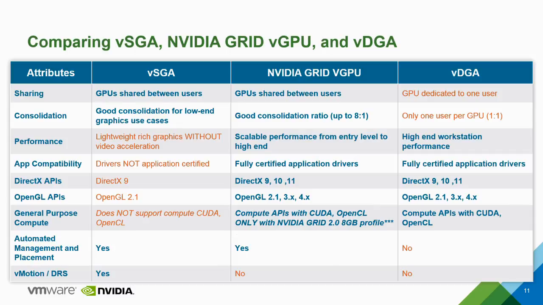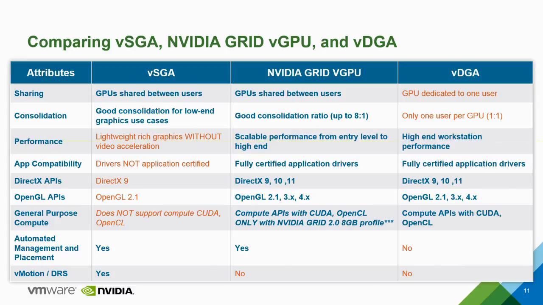With Grid vGPU, you get the benefits of vSGA. You can share it among multiple users, up to 32 users per card. And you get fully scalable, reliable, certified application drivers with the latest DirectX and OpenGL stacks, DirectX 10, DirectX 11, OpenGL 3 and 4, all the latest graphics APIs. And new with Grid 2.0 is the ability to even use CUDA and OpenCL with the highest end profile, which is a huge benefit. One of the things that we did talk about in Horizon 6.2 is the ability to take advantage of this and actually do automatic placement. We'll go a bit more into that in a moment.